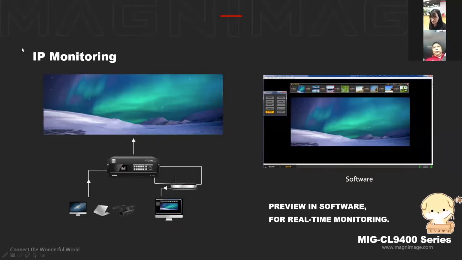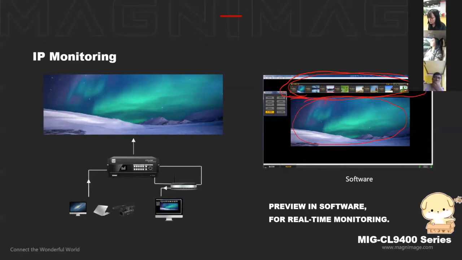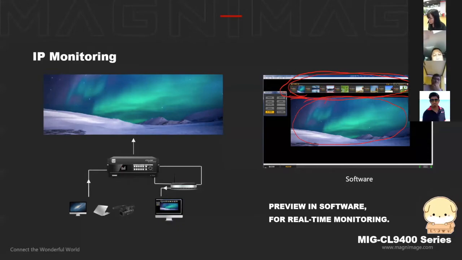This is for the IP monitoring outputs. With this IP monitoring output port, you can monitor all the input sources in the software and also the outputs. Here, this is for monitoring the input source, and this is for your output LED screen. Then you can monitor all the input and output sources. So this part is very useful when the control room and your LED screen are not in the same place.